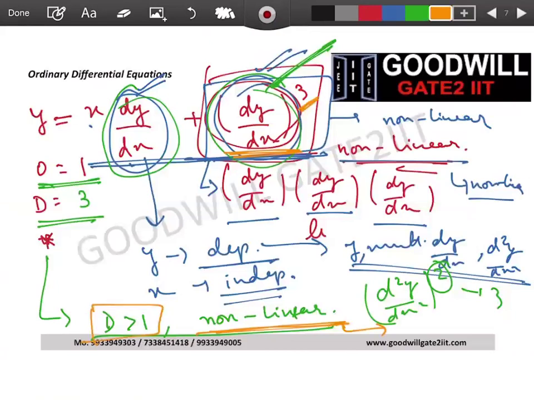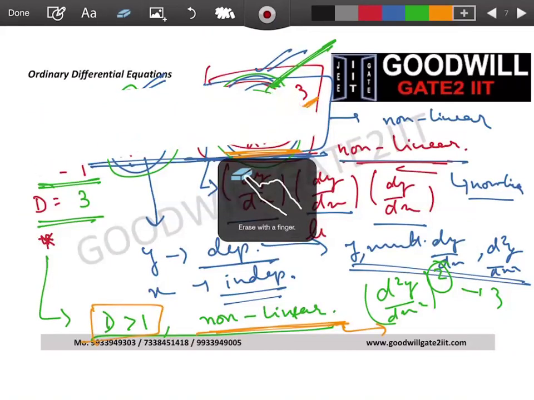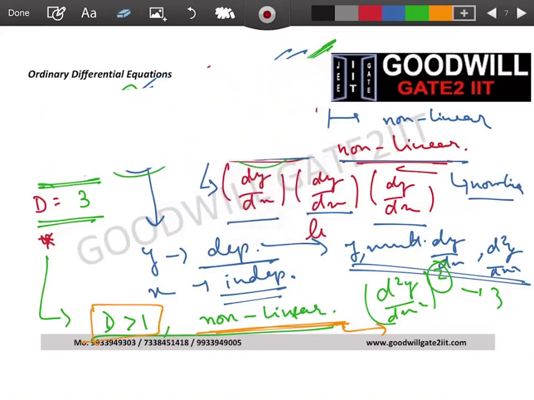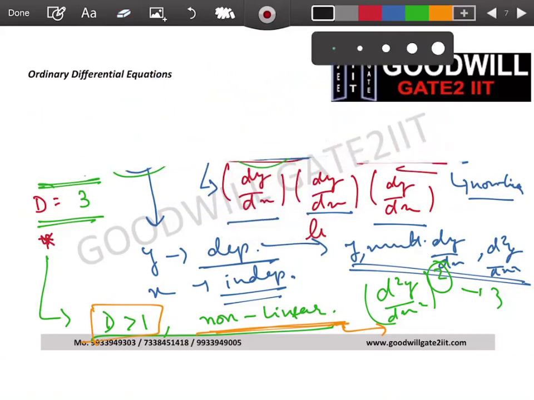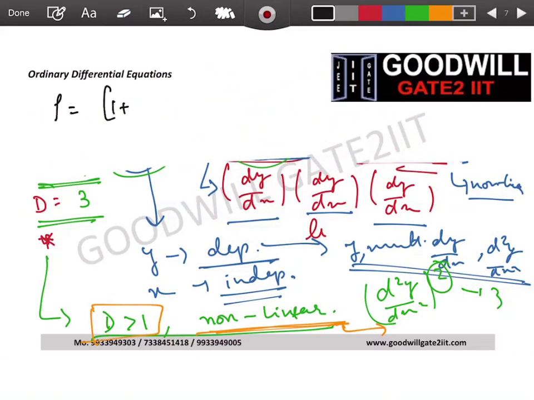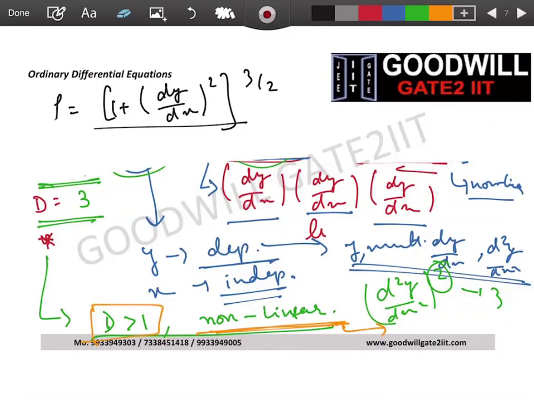Okay, now please try to do one numerical here. I'll just give you one example. Just tell me what is the order and what is the degree. Rho equals (1 plus (dy by dx) the whole square) to the power 3 by 2, divided by d square y by dx square. Now please tell me its order and its degree.